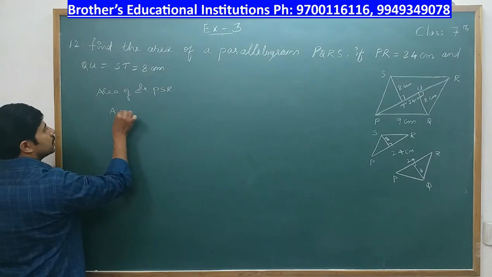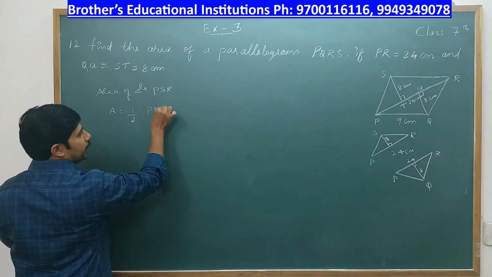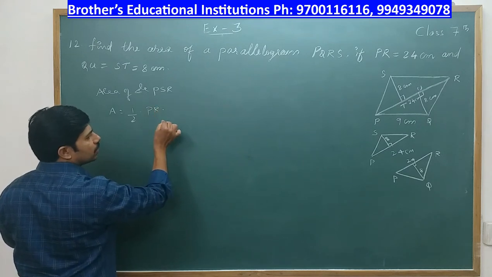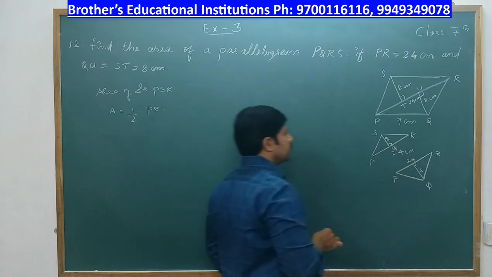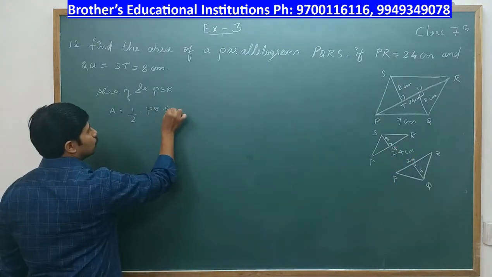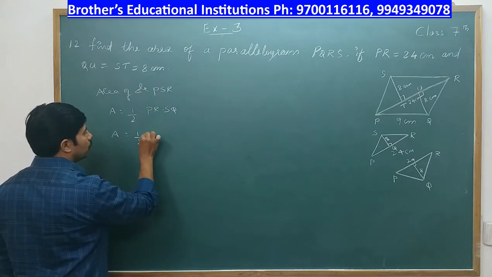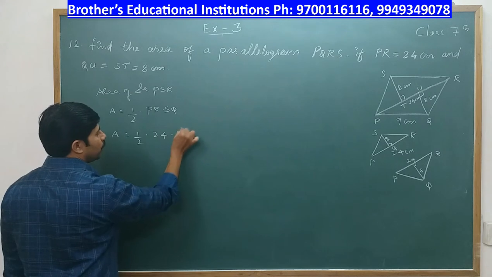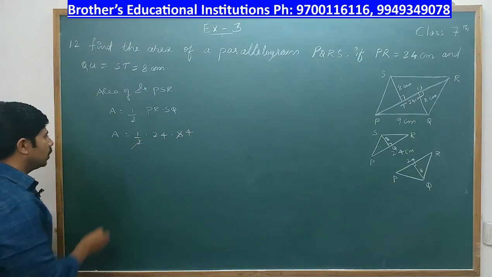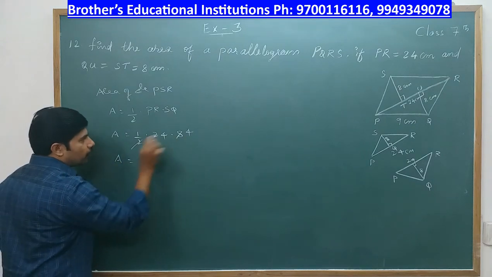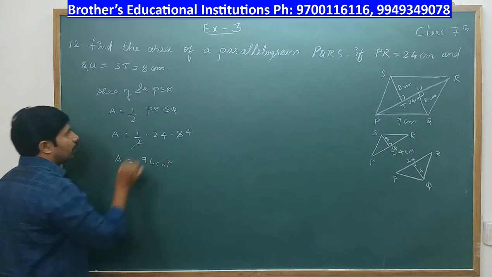So area is nothing but half into base into height. Height is nothing but, we put some representation, just put Q. Height is nothing but SQ, right? So area is half into 24 into 8. 2 ones are 2, 4s are 8, right? So now area is equal to 24 into 4 is 96 centimeters square, right? We got 96 centimeters square.